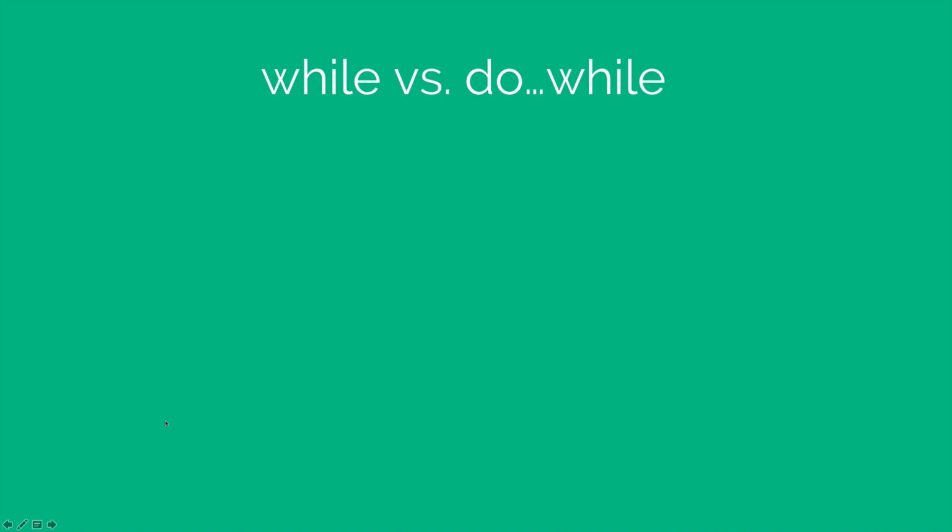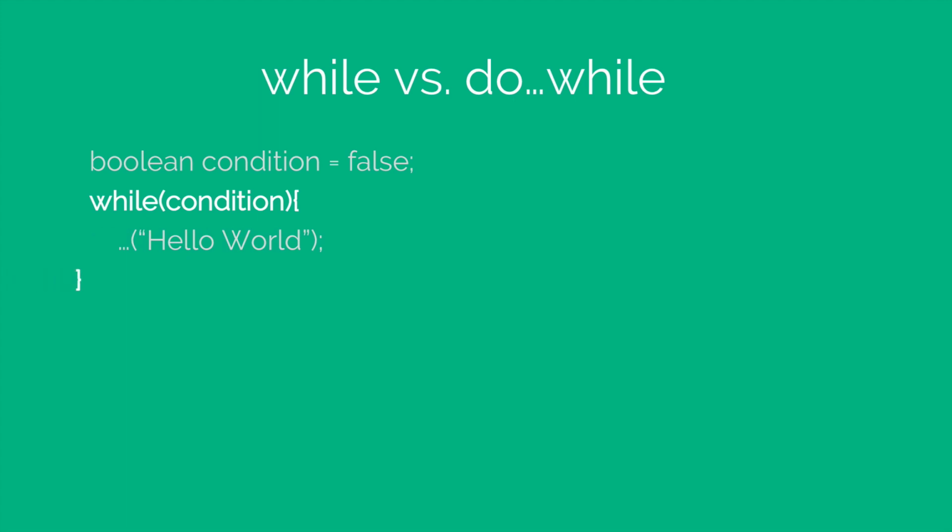So let's take a look at the difference between the while and do while with a very simple example. I have a variable called condition of type boolean. Its value is false. If I use a while loop by saying while condition and try to print a hello world, this while loop will not run because the condition is false.